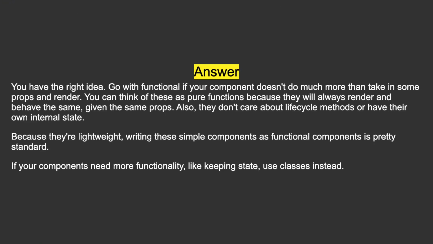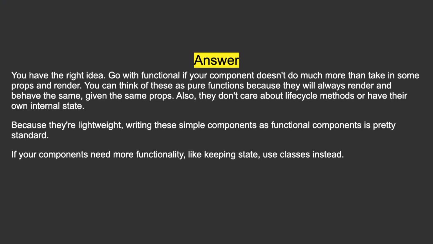You have the right idea. Go with functional if your component doesn't do much more than take in some props and render. You can think of these as pure functions because they will always render and behave the same, given the same props. Also, they don't care about lifecycle methods or have their own internal state, because they are lightweight. Writing these simple components as functional components is pretty standard. If your components need more functionality, like keeping state, use classes instead.